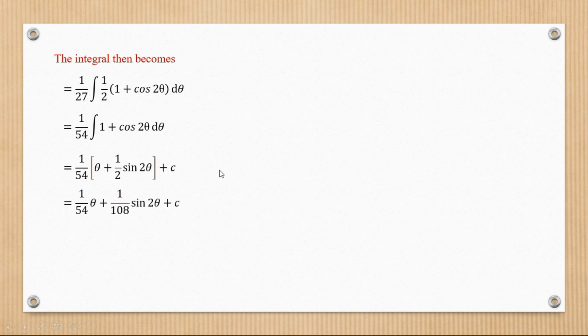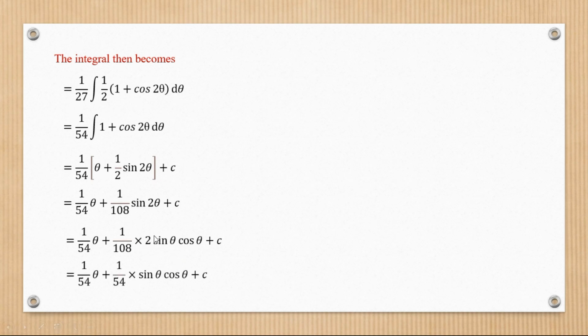Now next we can actually multiply in the 1 over 54. So when you do that, we'll have 1 over 54 theta plus 1 over 108 sin 2 theta. Now we can't leave it this way. We're going to have to first simplify this and put this sin 2 theta in terms of x. Now remember that sin 2 theta is the same as 2 sin theta cos theta, plus c. So this is what we have right there.